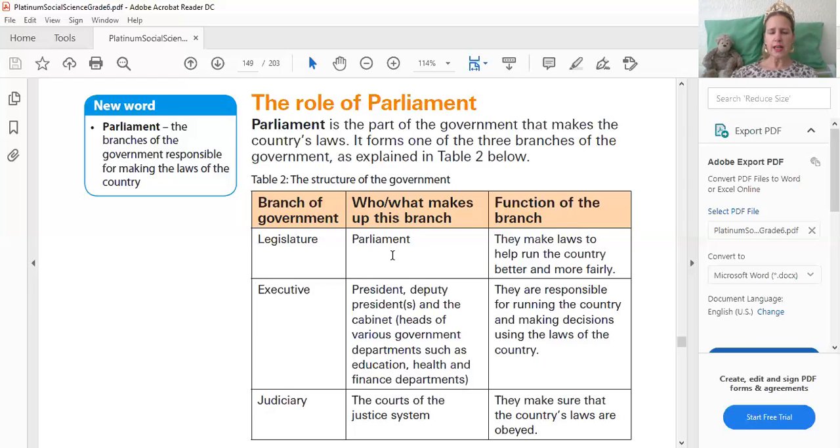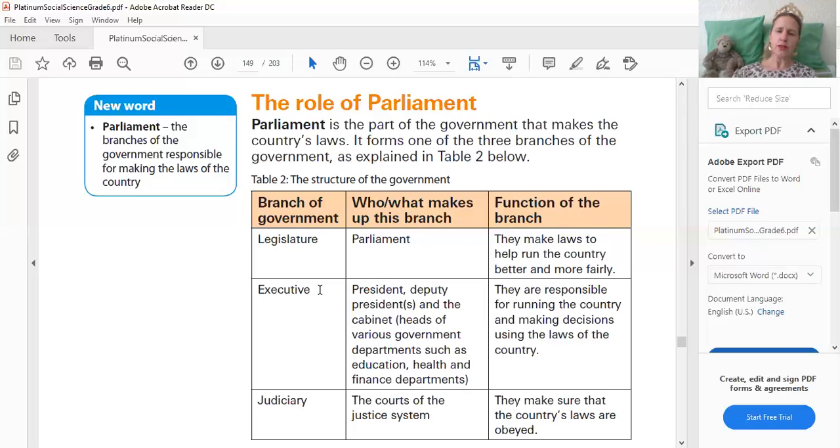Okay, who's in the legislature? The Parliament. Who makes up the executive? Okay, let's do it one at a time. Now, legislature. Oh, I'm thinking of the word legal. Legislature, legal is to do with laws. Who makes up the branch? Parliament. What is the function or the job or the role of the branch? They make laws to help run the country better and more fairly. So if you think legislature, you think legal. Who makes up the legislature branch of the government? Parliament. What is their job? To make the laws.